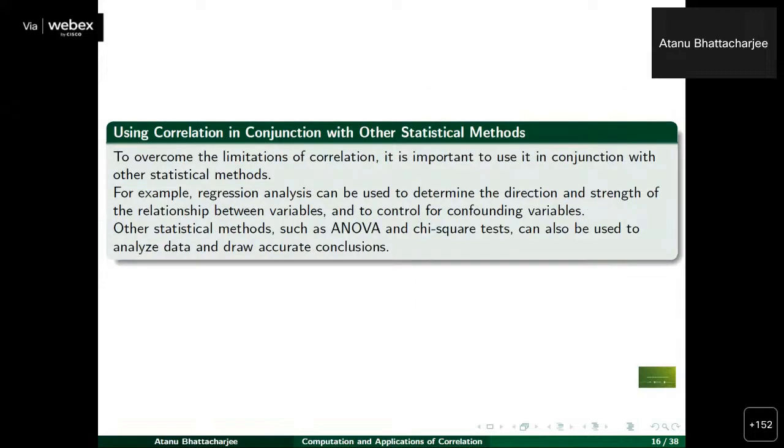Using correlations in conjunction with other statistical methods: to overcome the limitations of correlation, it is important to use it in conjunction with other statistical methods. For example, regression analysis can be used to determine the direction and strength of the relationship between the two variables, and ANOVA or chi-square tests can be used to analyze data and draw accurate conclusions.